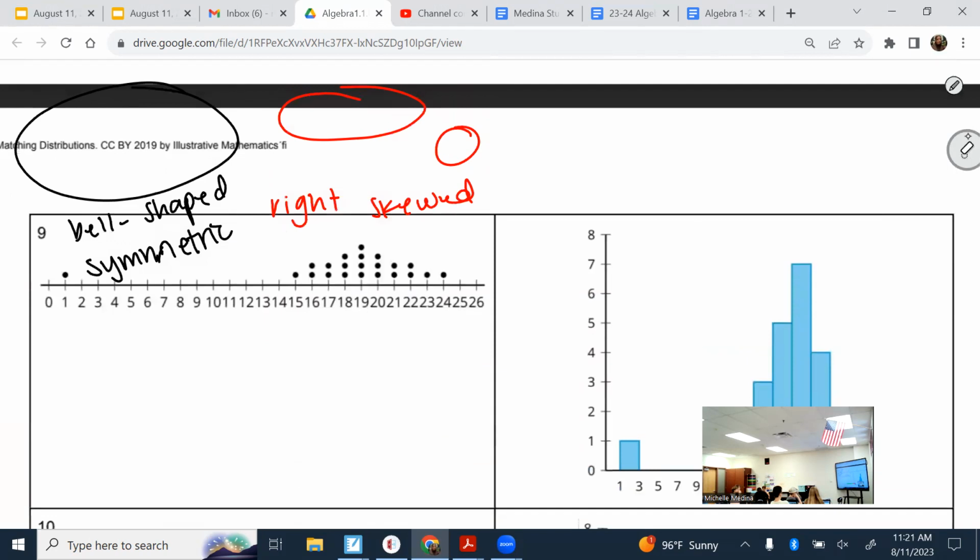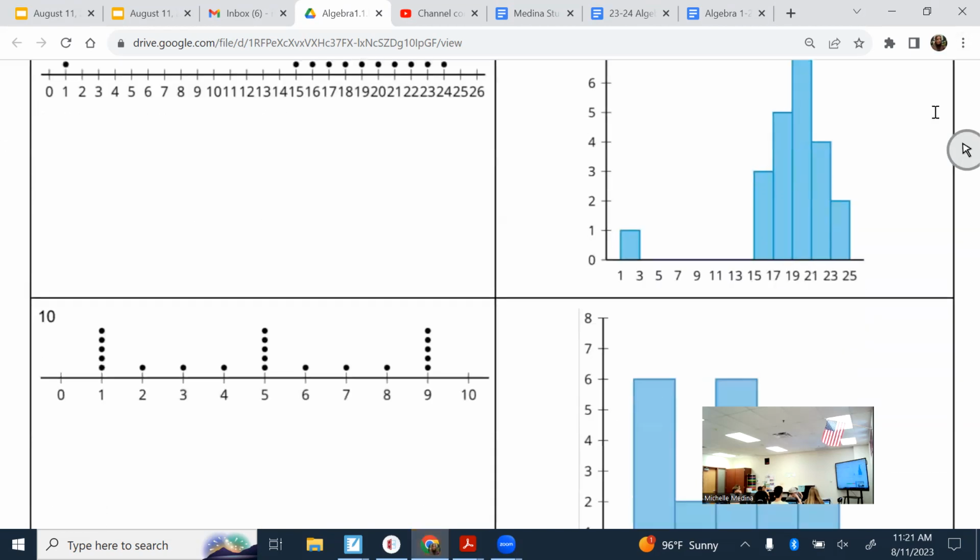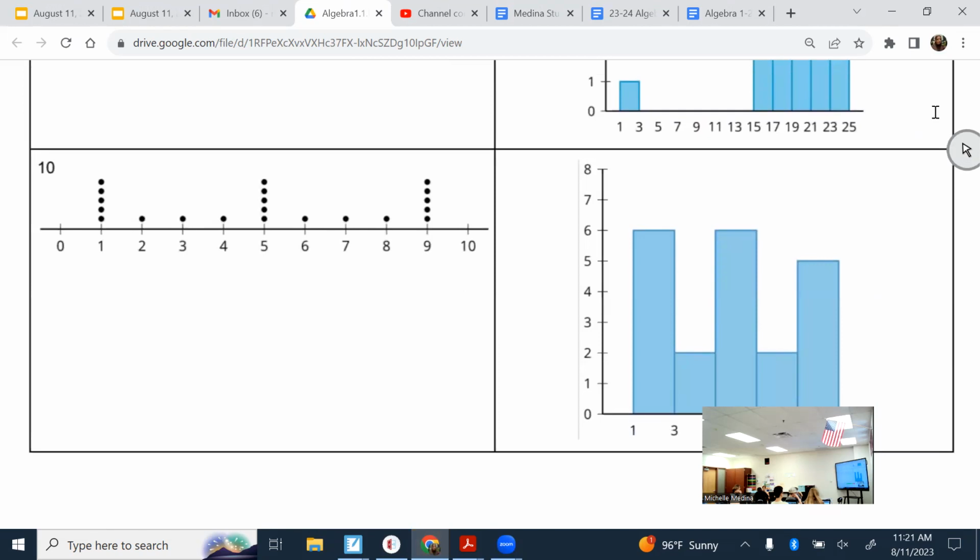What direction would this one be skewed? Left skewed, because that's where the void would be. Right, void on the left. That's what I usually look for. And then what word haven't we used? All right, uniform. Is 10 uniform? Is it symmetric? Yes, it is symmetric. It's not uniform.